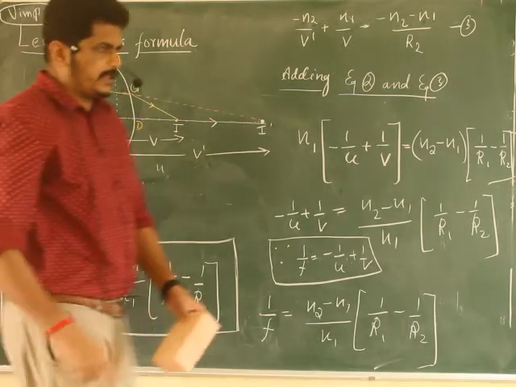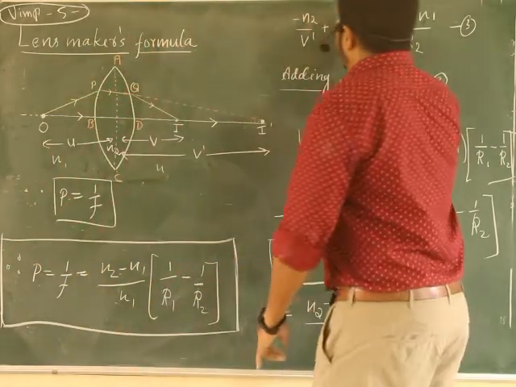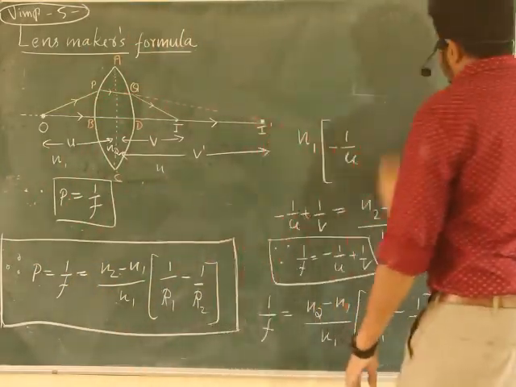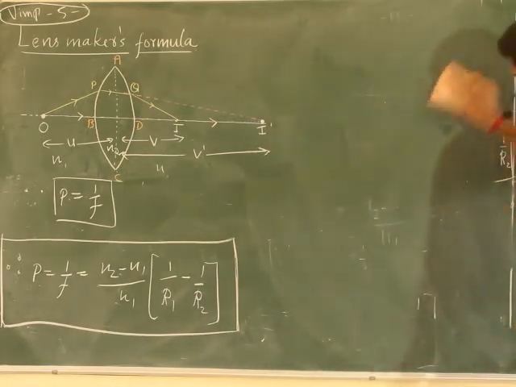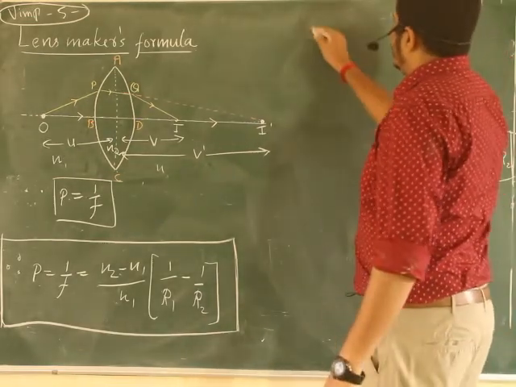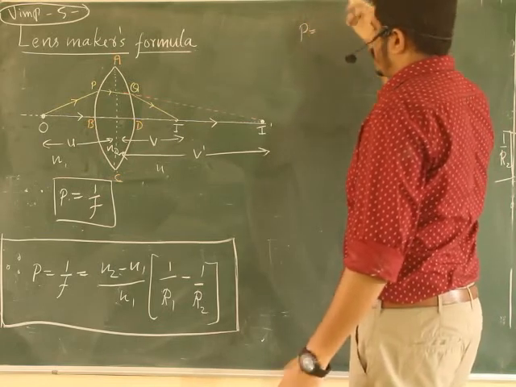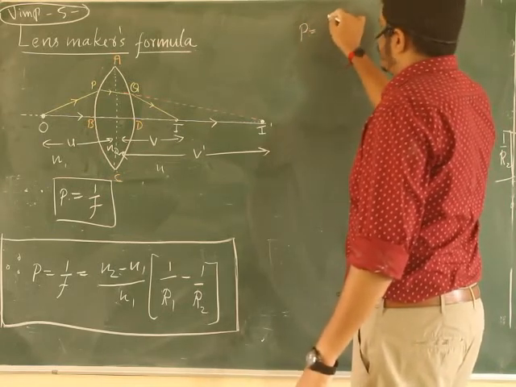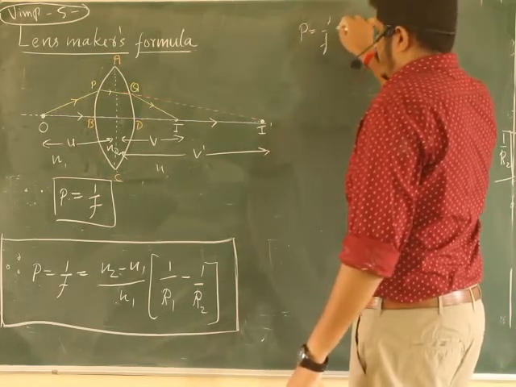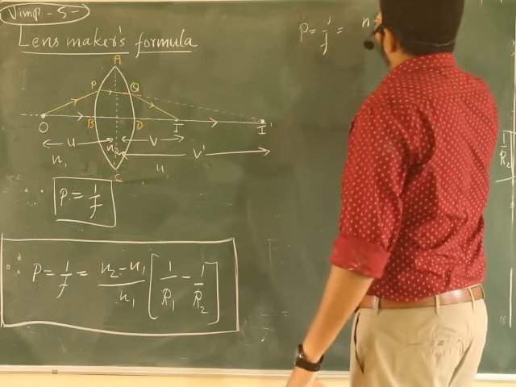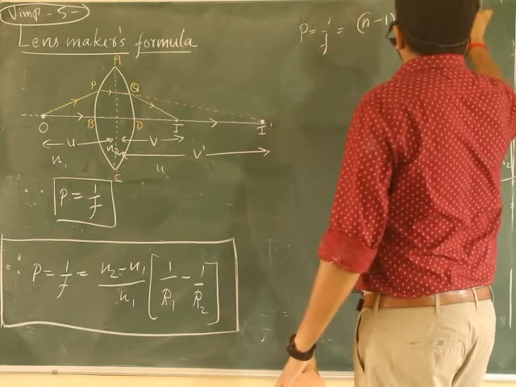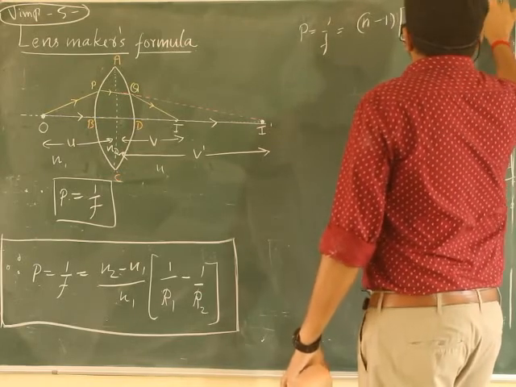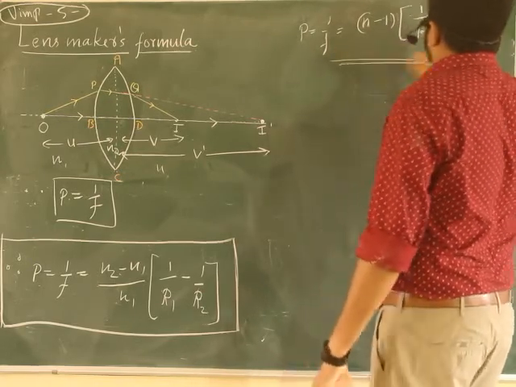Okay, so this is in case of two media. Imagine we have taken air as the surrounding medium. In that case, the formula can be written quite shortly. Because n1, you know, is equal to 1. So P is equal to 1 by f equal to n minus 1 into 1 by r1 minus 1 by r2. This formula is used in case of vacuum or air.